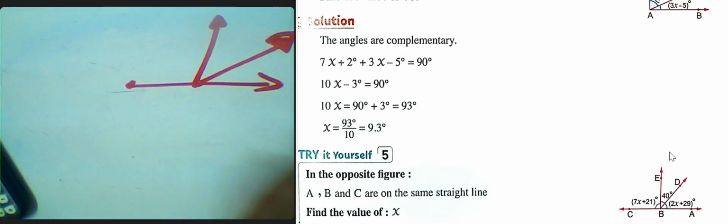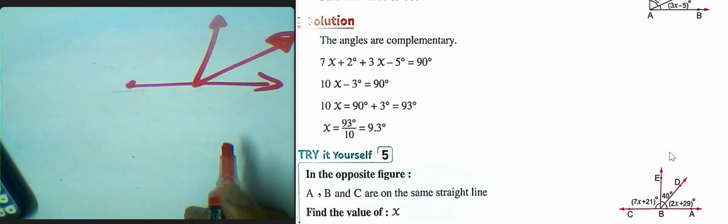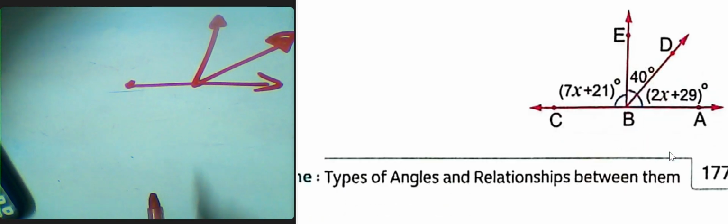Next example, adjacent angles. What's the meaning of adjacent angles? It means angles sharing the same vertex, with the other sides going to the right-hand side and left-hand side of the middle ray, such as this. In this example, we want to find the value of x. How do we find the value of x?